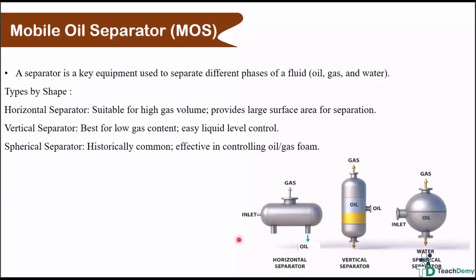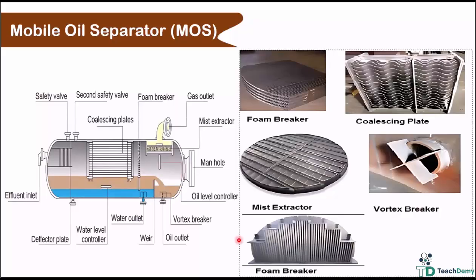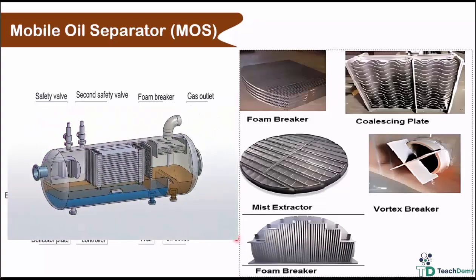Separators are also categorized by the number of phases they separate: two-phase and three-phase. In two-phase separators, gas is separated from oil, while three-phase separators separate oil, gas, and water. The internal design of separators ensures efficient separation, and inlet and outlet flows are carefully controlled. The inlet and outlet lines provide both flow management and safety.